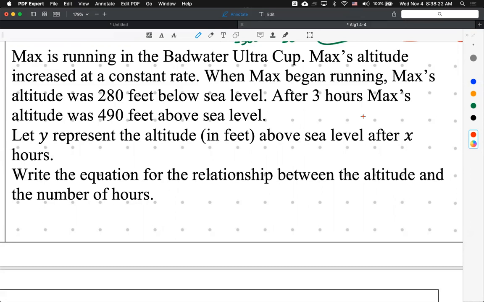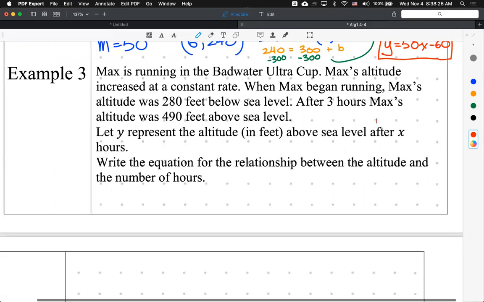Thank you. And I should make a teacher note to myself. I should convert this to meters for next year because I hate feet.